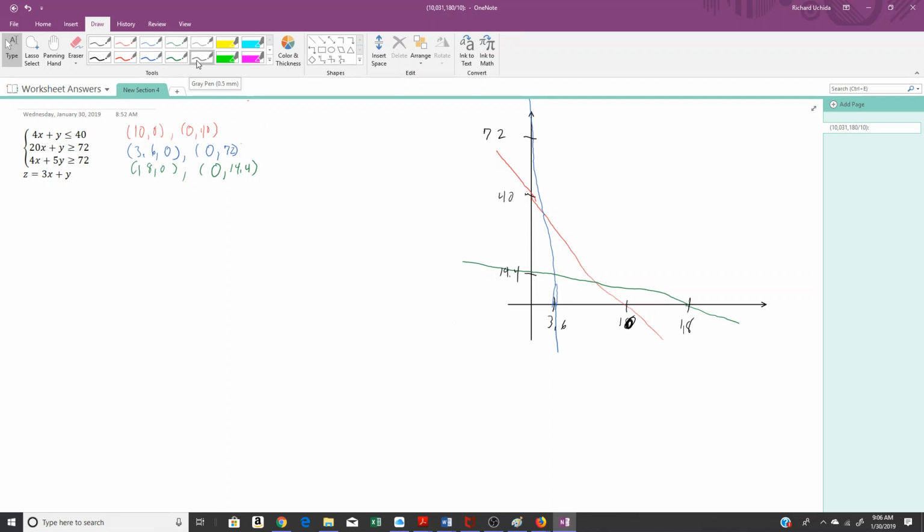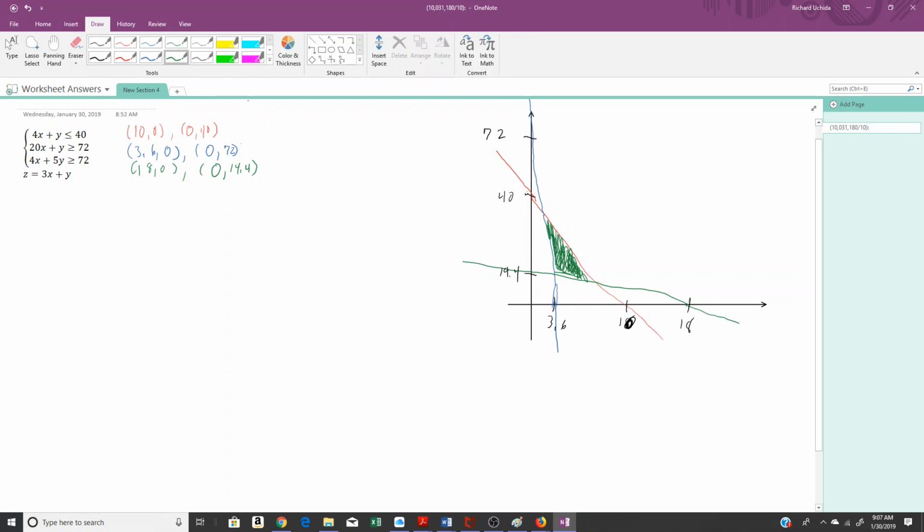Then we have to find what region is bounded, if it is bounded, or satisfies all three inequalities. Well, it's supposed to be less than or equal to 40, so it's going to be to the left of the red line, and the other ones are greater than or equal. It's going to be to the right of the blue and above the green line. So the feasible region in this case will be that triangular region here.